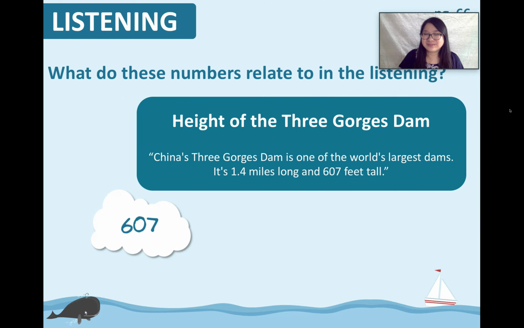607. The height of the Three Gorges Dam. China's Three Gorges Dam is one of the world's largest dams. It's 1.4 miles long, and 607 feet tall.